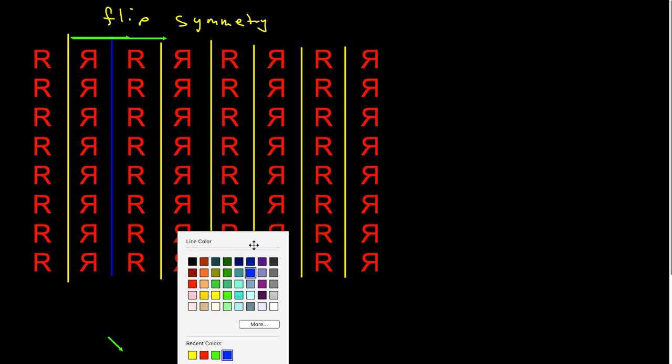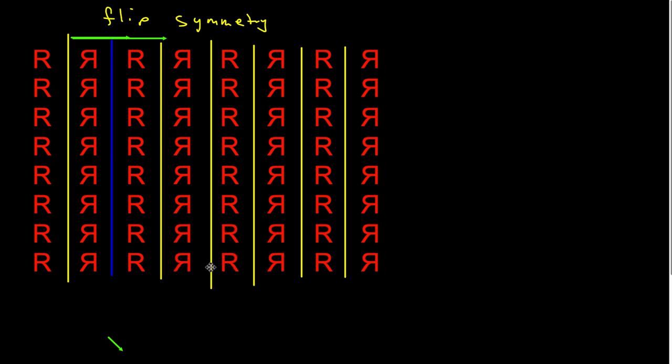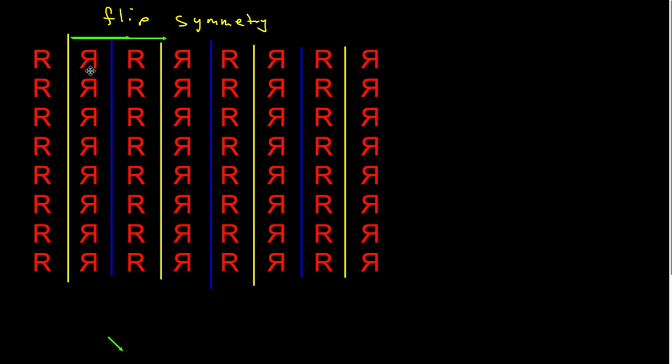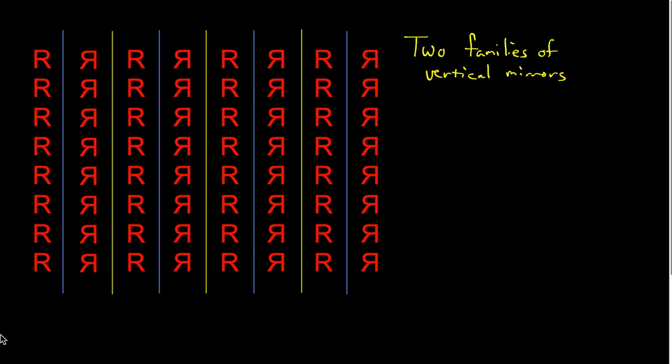So let me select these mirrors in turn, and we will notice that what we've got are mirrors that are between the forward-facing R's and the backwards R's, and mirrors that are between the backward ones and the forward ones. You can think of it as mirrors between the back side of the R's and the front side of the R's. If I look at it properly, this is what they look like. And so in this particular wallpaper pattern, we have two sets of vertical mirrors, one in blue and one in yellow.